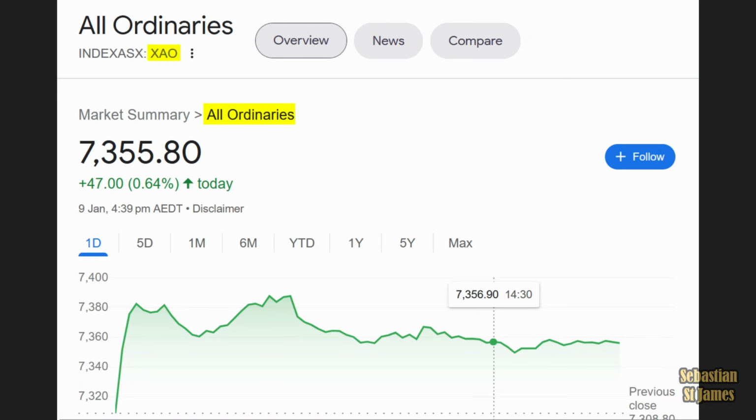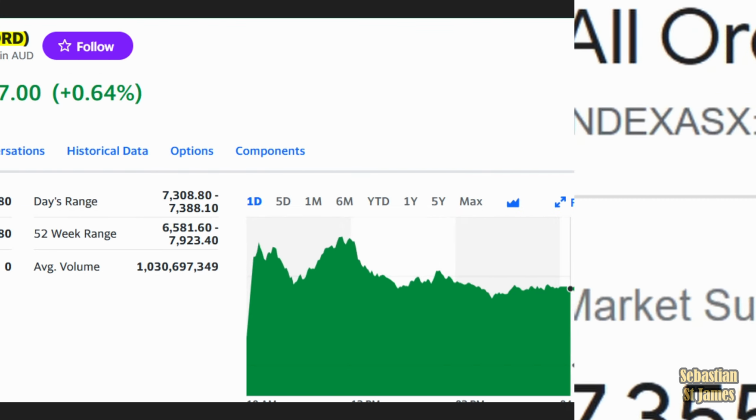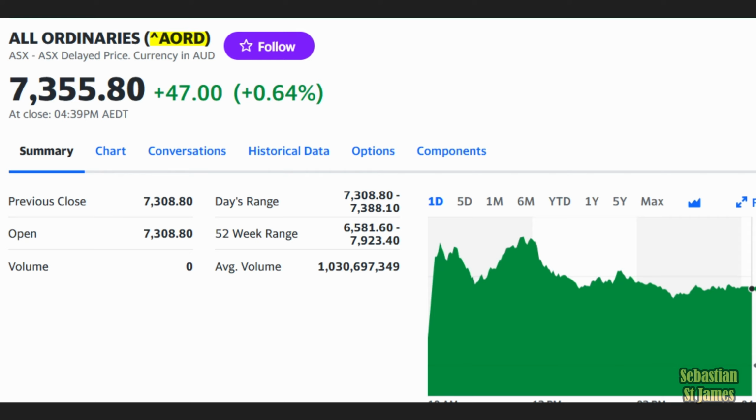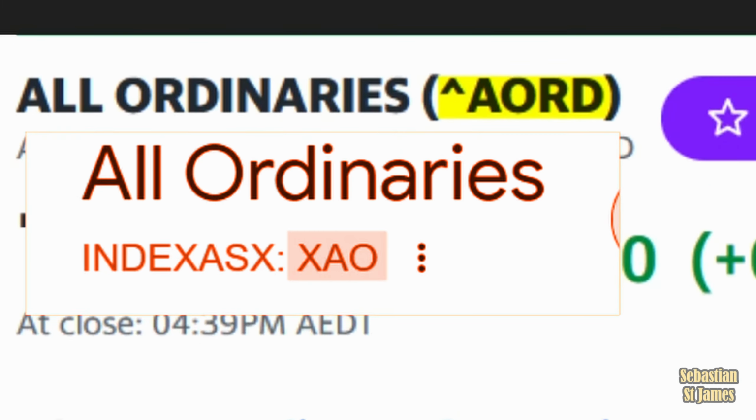This is the All Ordinaries, and it has the symbol XAO. Interesting. Yeah, well, it definitely says All Ordinaries. And here is the All Ordinaries that has the caret AORD. Well, hang on, that's not even the same. XAO, and here, caret AORD. That's not even the same, and yet it calls itself the All Ordinaries.